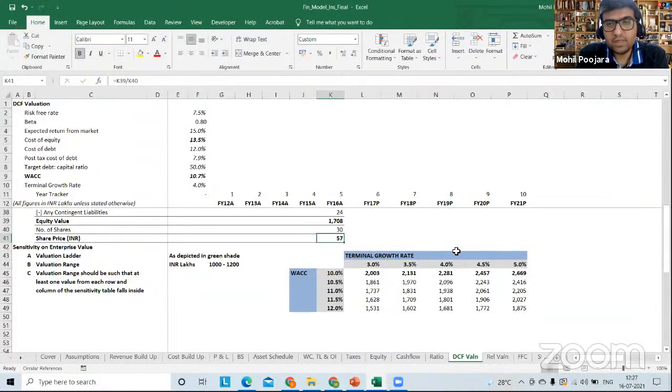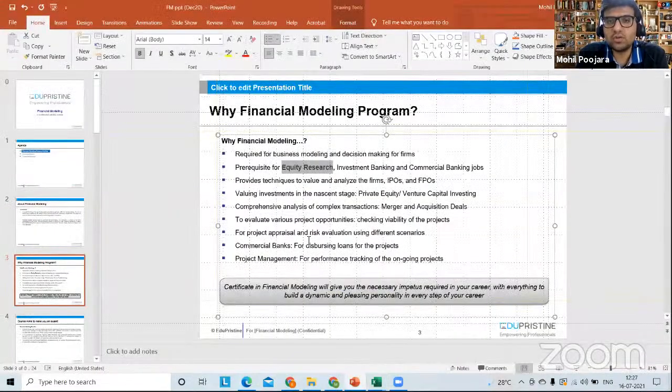What we also do in the course is give you a snapshot. There are some slides that we'll provide which will tell you, if you're doing a telecom industry valuation today, how should you approach it? If you're doing a valuation of an airline, how should you tweak your model? What should you keep in mind when you're building that model?